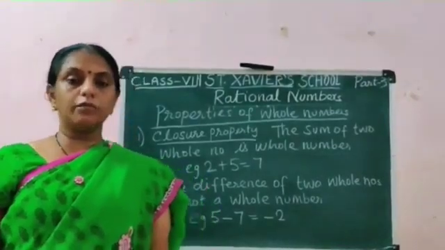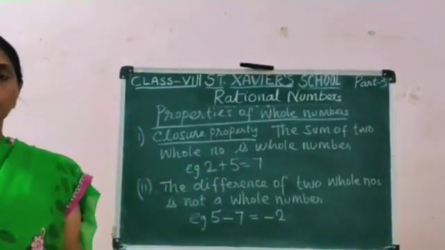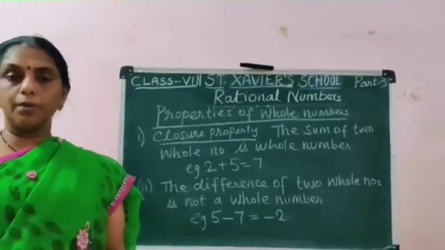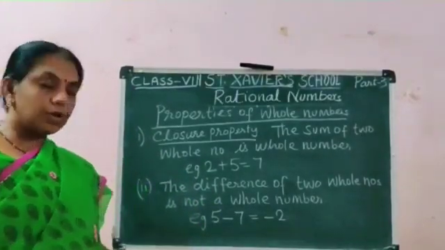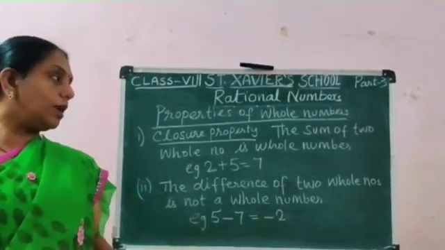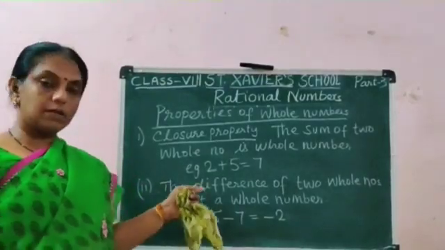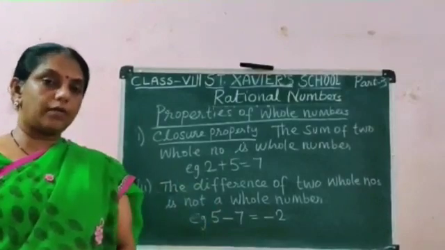Now the properties of whole numbers. First we will see the closure property under the basic operations: addition, subtraction, multiplication and division. First is the closure property for addition. The sum of two whole numbers is a whole number. Example: 2 plus 5 equal to 7.